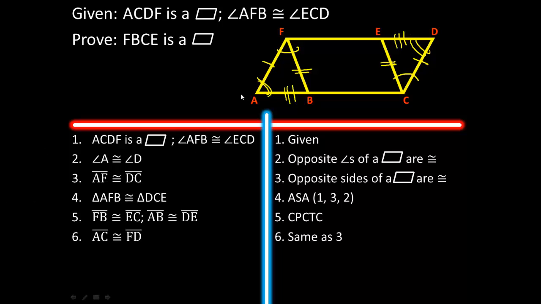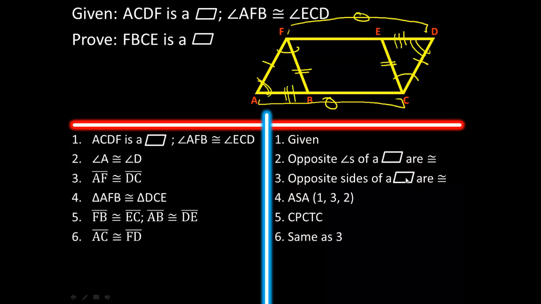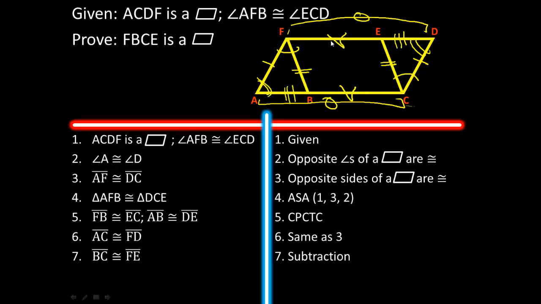And then I can also say that segment AC is congruent to segment FD for the same reason as 3. Opposite sides of a parallelogram are congruent. Now maybe you're seeing why I needed this. Because I can now say that BC is congruent to FE because of subtraction. So I had this big one, subtracted the small one, and it left me with something smaller. So remember, if you have something and it's not being divided evenly and you're making it smaller, it's going to be subtraction.